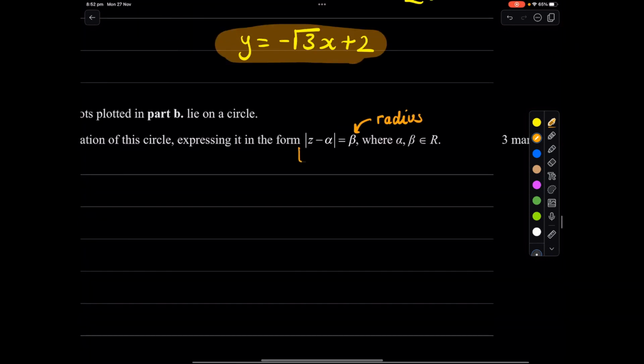This is how they can write it in terms of the complex. This is a circle, and this over here is your radius. This over here is your coordinates. For example, if you had z minus 2 plus 3i, it means the middle point is going to be 2 minus 3. So this here just becomes 2, this one minus 3. That is your middle point of the circle.